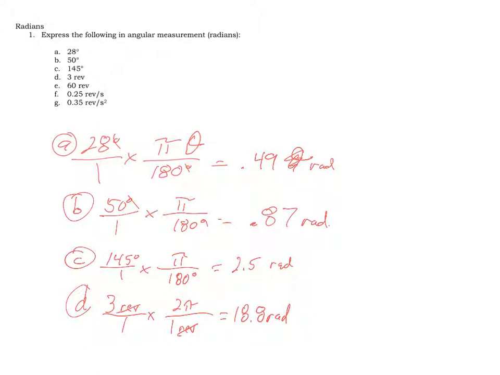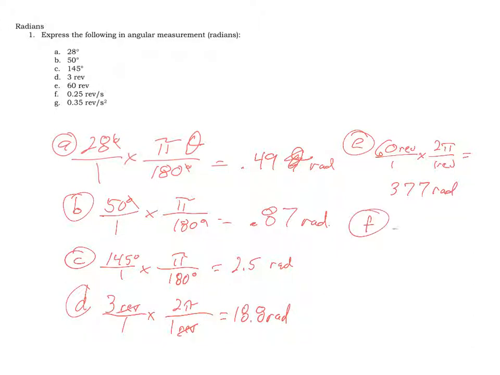I'm going to try to sneak in E, F, and G here. E is 60 revolutions. 1 revolution is 2 pi. So 60 times 2 times pi. And this gives me about 370. Let's round that bad boy up to 377 radians. What's next here?